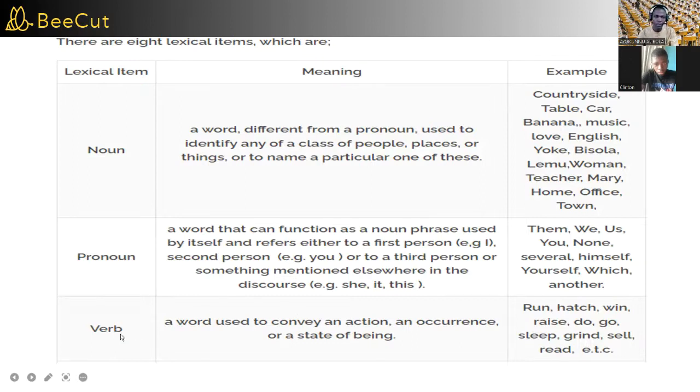And the next thing we talk about is the verb. A verb is a word used to convey an action, to mean an occurrence, or a state of being. So what people can do is a verb. And you always identify a verb by knowing that a verb must have what? Past tense. Very good. So run, hatch, win, race, do, go, sleep, grind, sell, read, and so on. All these have past tense and they are all verbs.